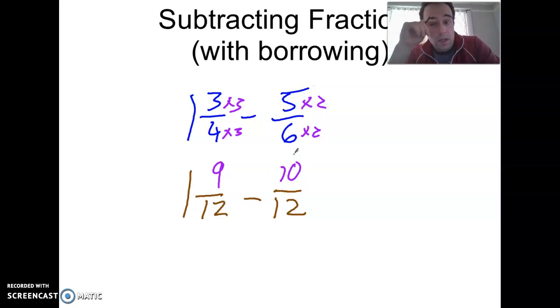Now, this is where a lot of people get stuck, because they say, oh my god, I have 1 and 9/12 minus 10 twelfths. I can't take away 10 from 9. That's not going to work. I'm going to have to go negative. I don't like negative numbers. You don't have to. Pause. Think about it for a second.